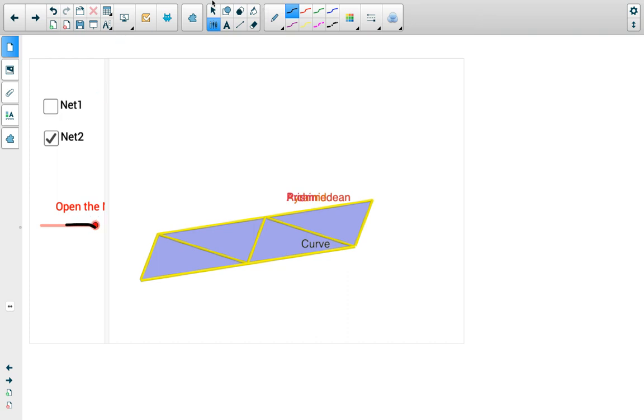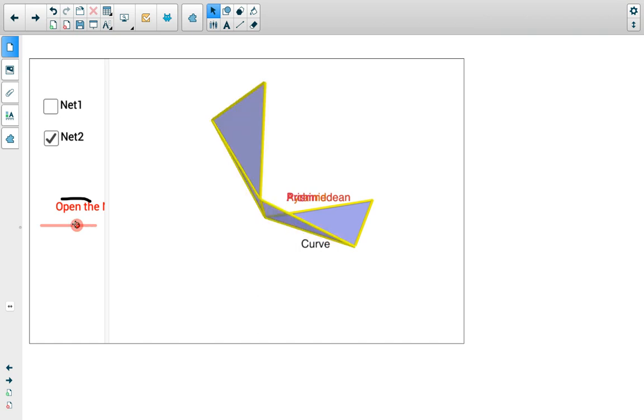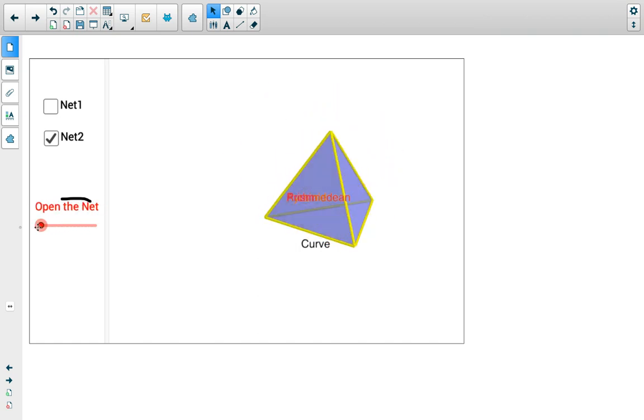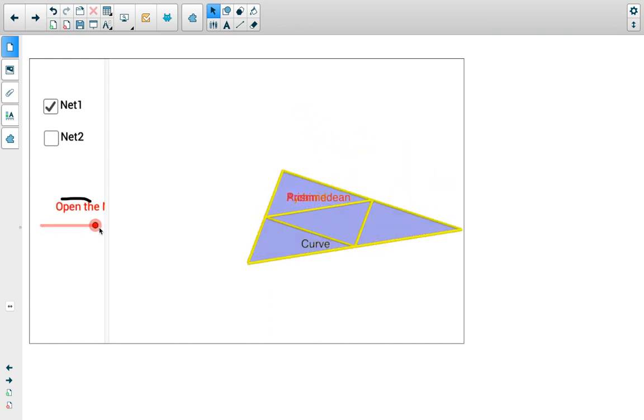Oops, I need to not have that. I don't want to draw on the line, I want to move this dot. Move it. Fold it up. I have a triangular pyramid. Another net for the same one, I unfolded it, can also look like this. So there's different ways you can make nets, but all of them are made up of 1, 2, 3, 4 triangles.